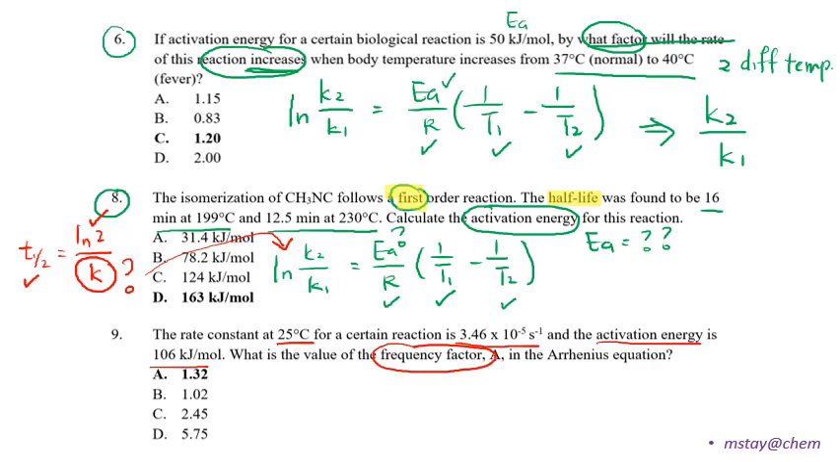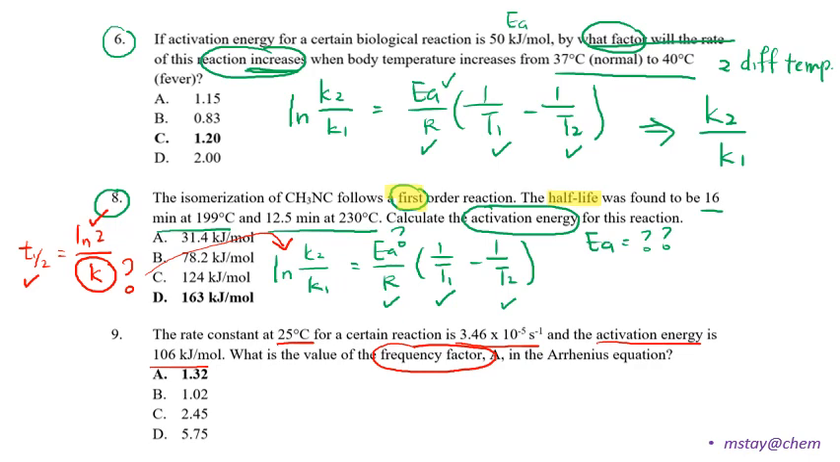So in this question, it is very obvious that we cannot use the formula that we applied in question 6 and question 8. Because question 9 only consists of one temperature, and they ask us to look for the frequency factor A, where we cannot see any symbol of A in the equation that we applied in question 6 and question 8.